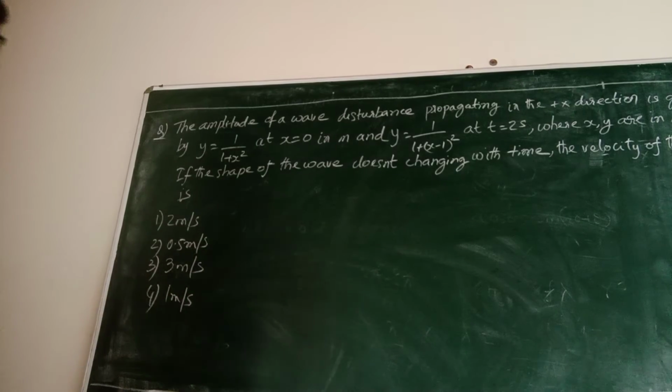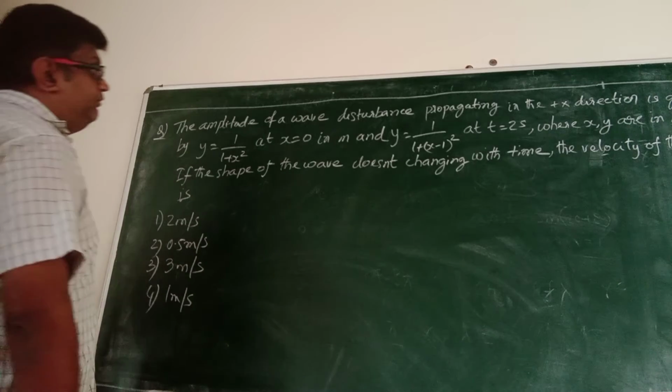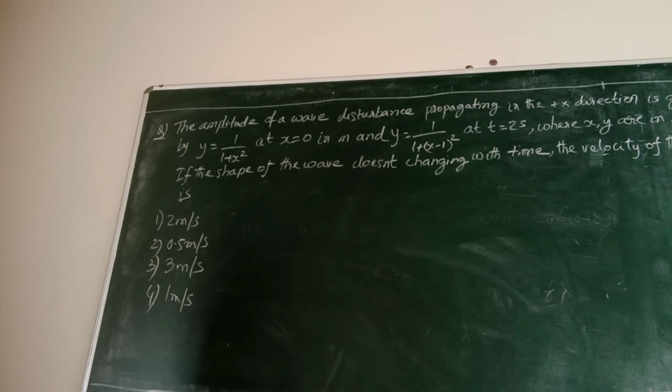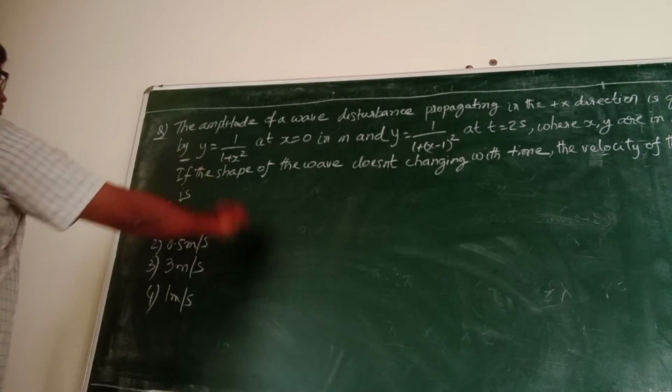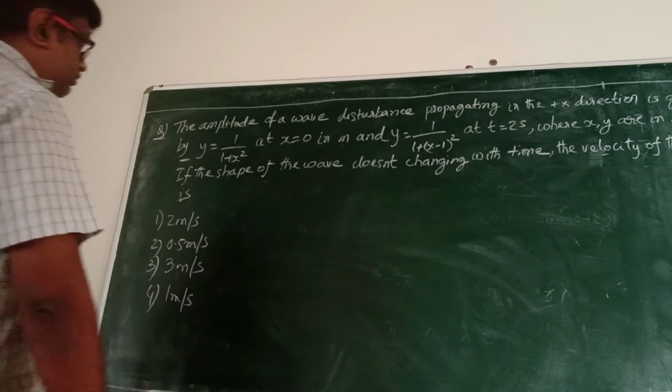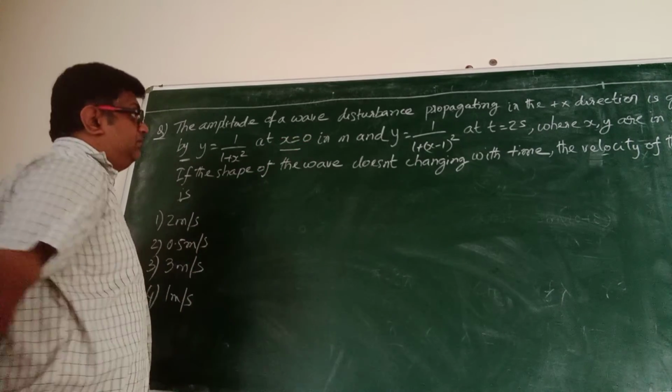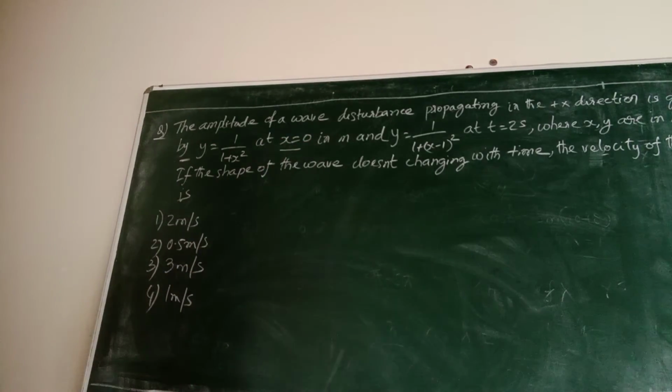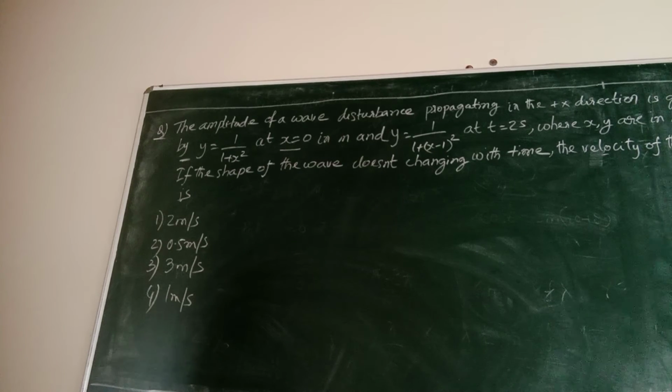Let us move to the next one. The amplitude of a wave disturbance propagating in the positive x direction is given by y is equal to 1 divided by 1 plus x square at t is equal to 0 in meters, and y is equal to 1 divided by 1 plus x minus 1 whole square at t is equal to 2 seconds, where x, y are in meter. If the shape of the wave doesn't change with time, the velocity of the wave is.